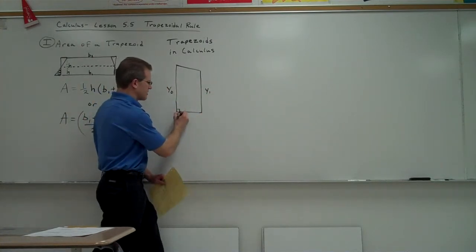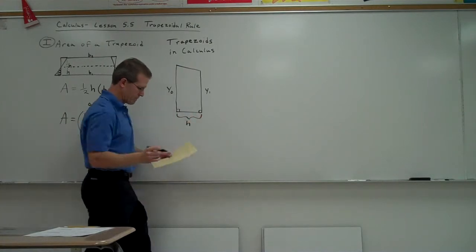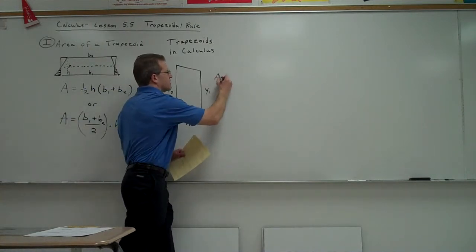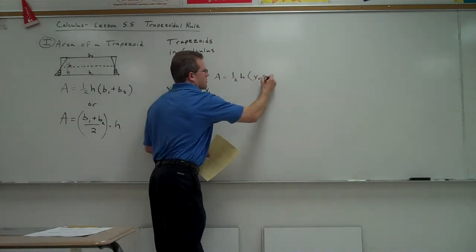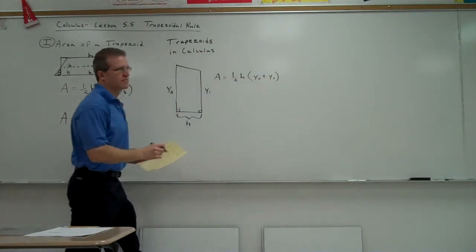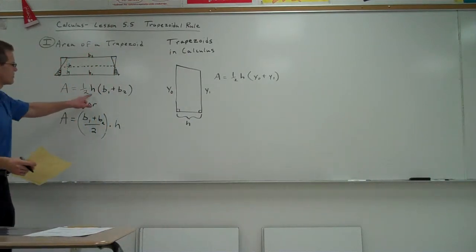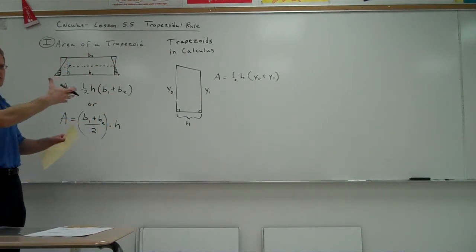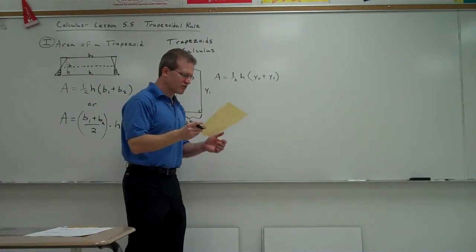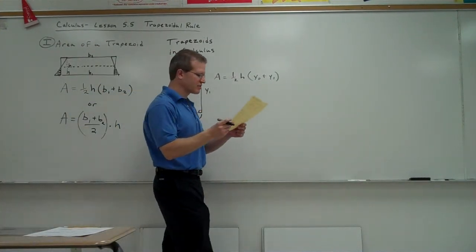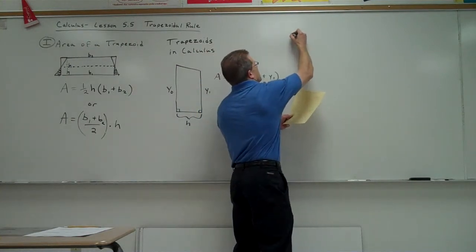Our height is going to run sideways, like that. So our area would be 1/2 times the height times y sub 0 plus y sub 1. So same formula, just different letters. Got the trapezoid turned sideways. Okay? Now trapezoids can be used to approximate the area between a curve and the x-axis. So let me give you that picture next.